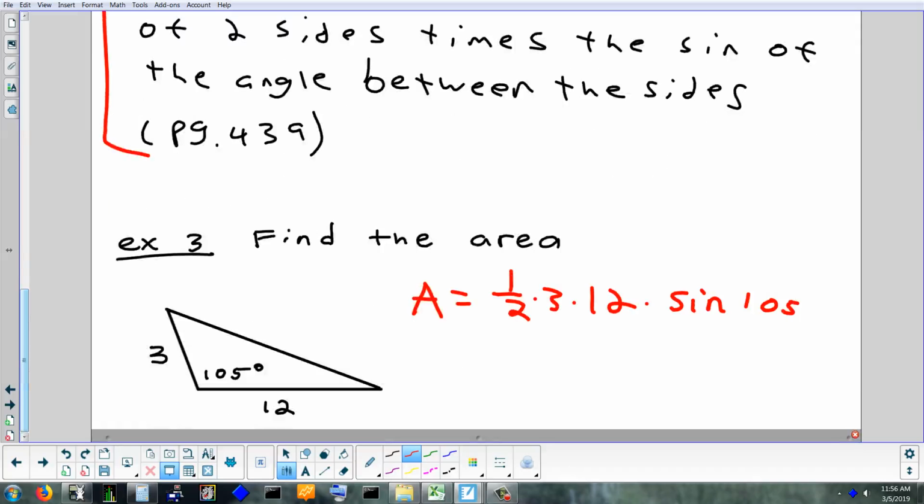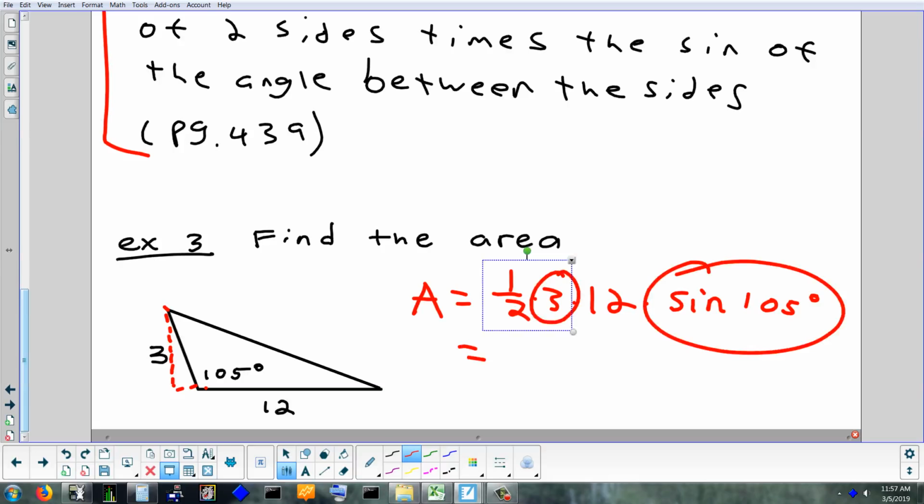So what you're really doing right here, even though you're not thinking about it, is you're making a right triangle. The sine 105 times the 3 is actually giving you the height. This part right here that I just circled, that's the height of your triangle. And then you're doing 1/2 the base times the height. That's really what you're doing.